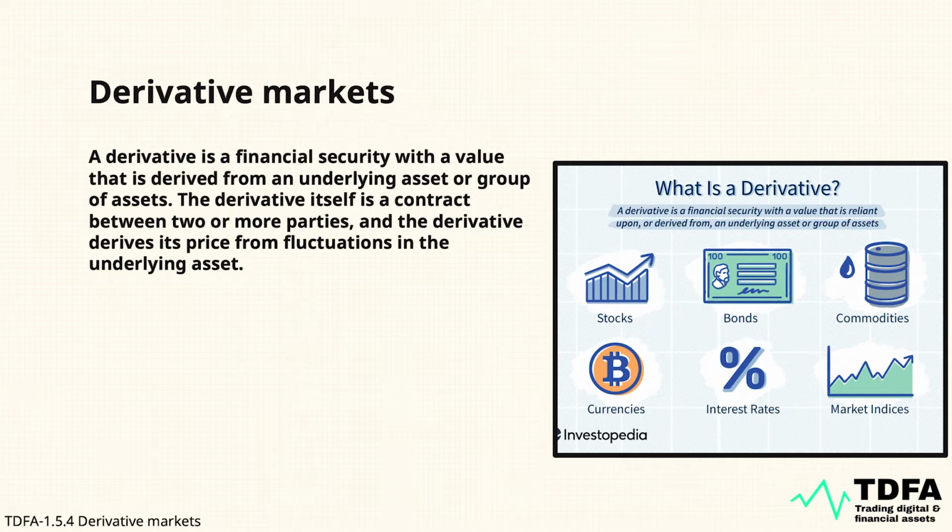A derivative is a financial security with a value that is derived from an underlying asset or group of assets. The derivative itself is a contract between two or more parties, and the derivative derives its price from fluctuations in the underlying asset. Now, if you take a brief look at the picture that I've included, this is something that a derivative could derive its value from. So it could be stocks, could be bonds, and it could be commodities or currencies perhaps.